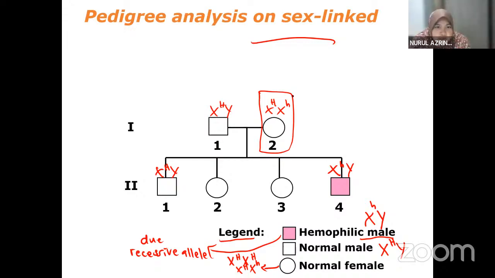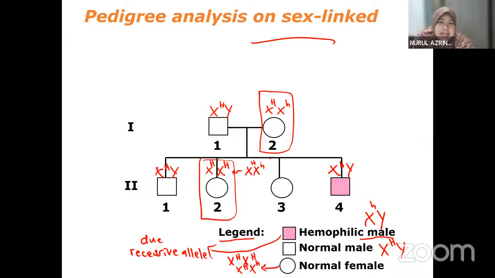Okay, right. So what about 2-2? 2-2 is also a female, anak kepada 1-1 and 1-2. Dia confirm dapat 1 X daripada ayah dia, which is X capital H. And she will get one X from her mother. Capital H atau small h? She could carry X capital H from her mother, or the small h. So her genotype can be either X capital H X capital H, or X capital H X small h.